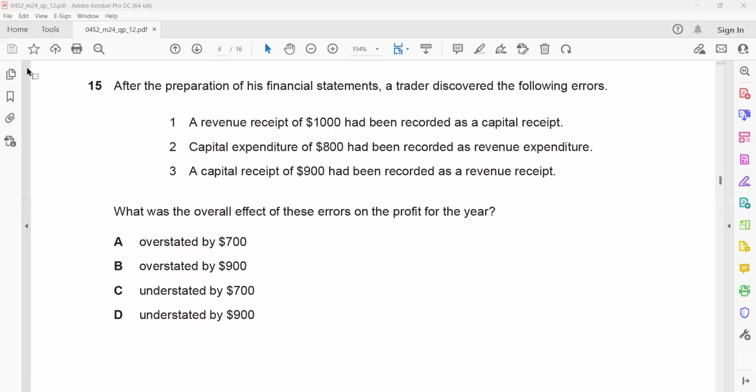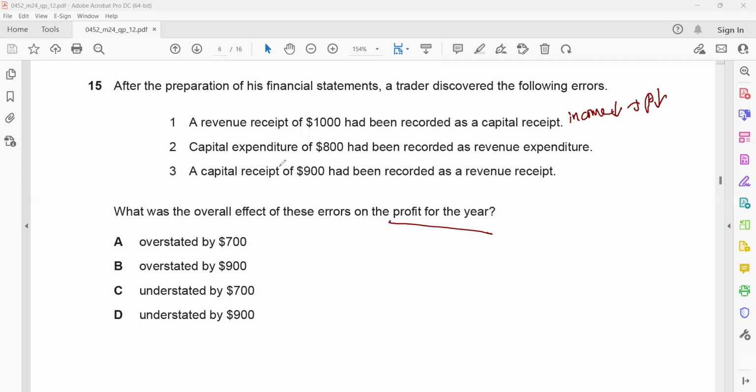Question 15. After the preparation of his financial statement, a trader discovered the following errors. A revenue receipt of 1,000 has been recorded as a capital receipt. The question is asking what was the overall effect on the profit of these errors. So what happened to this one? When the revenue receipt is not recorded as revenue, income is understated. When income is understated, profit is understated.